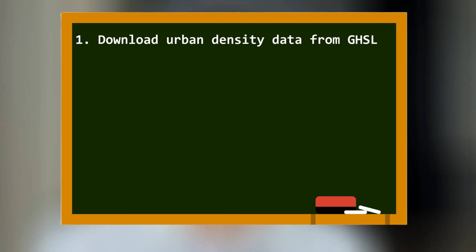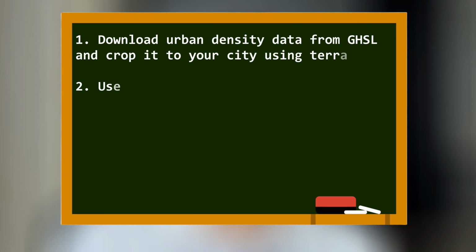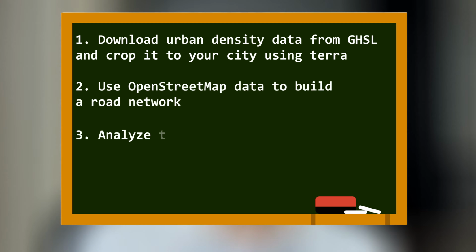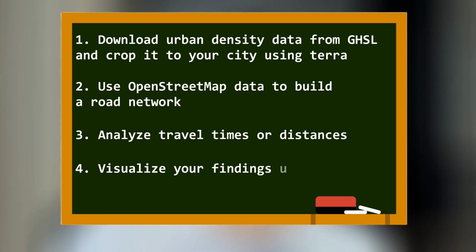First of all, you can download urban density data from the GHSL and then crop it to your city using terra. Then you can use OpenStreetMap data to build a road network, analyze travel times or distances to key locations with the dodgr package, and then finally visualize your findings using ggplot2 or tmap to highlight accessibility gaps.